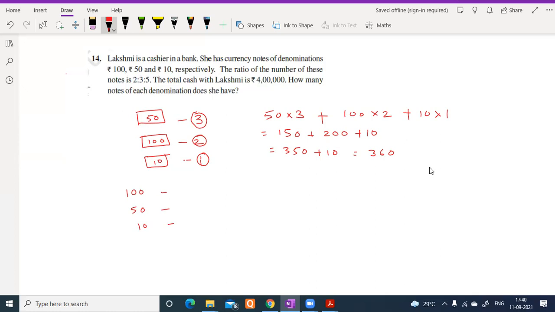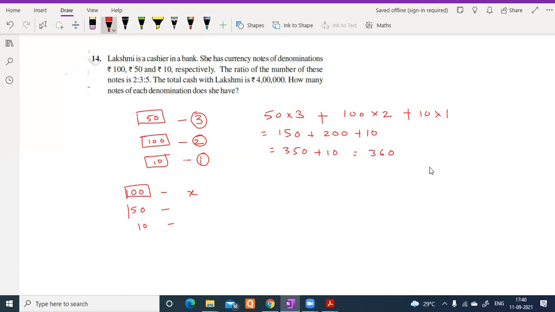So let us assume that we have X notes of rupees 100. You will not know whether you have one 100 rupee note, or in some cases you might have more than one. We are currently not knowing how many notes of 100 rupees I have. So let us assume it to be X. Whatever we don't know, we assume it to be a variable, that is nothing but X in this case.